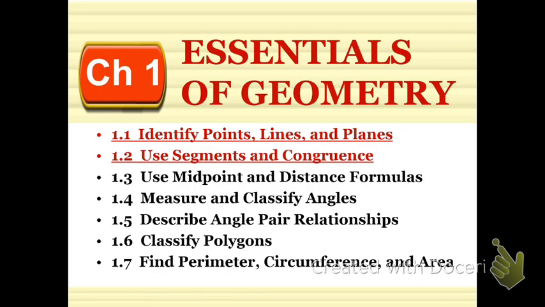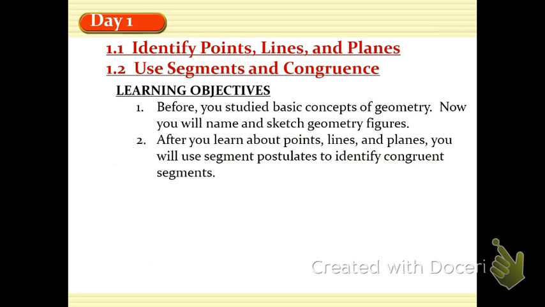Chapter 1 is Essentials of Geometry. So it's just a lot of background information on how to do the course. A lot of terminology, a lot of notation, that type of thing. Today we're going to cover sections 1.1 and 1.2. 1.1 is identifying points, lines, and planes. 1.2, we're going to use segments and congruence. There's your learning objectives.